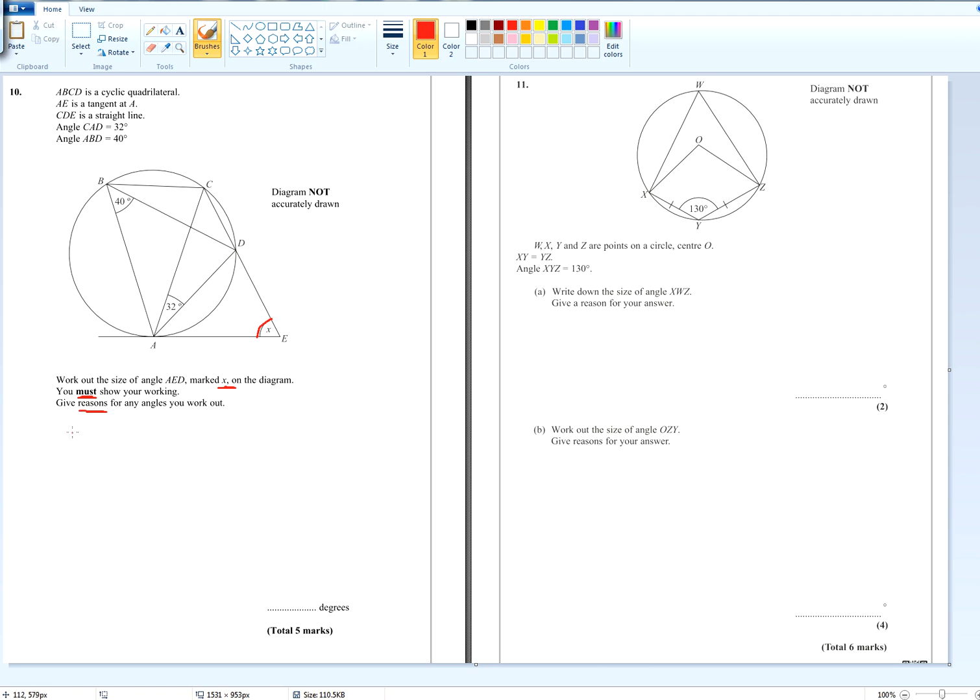If we know this is 32 here, what else is 32? That one. Okay, and what would be the reason for that? We would say it is angles standing on the same arc of a circle are equal. That's 32. That's lovely.